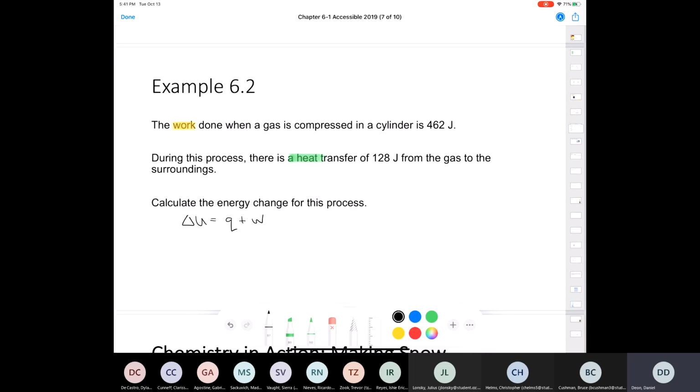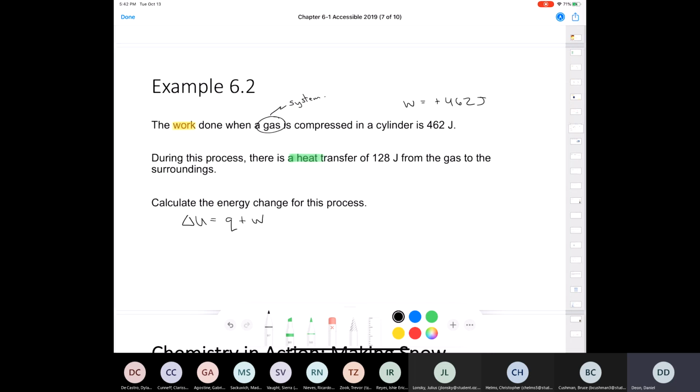Let me ask you guys a question. In the first sentence, it tells us that the work done when a gas is compressed in a cylinder is 462 joules. So is work being done by the system, or is work being done on the system? Keep in mind the gas is the system, right? Work is being done on the system, because you're compressing that gas. And so our work is going to have a positive sign. It's going to be plus 462 joules.